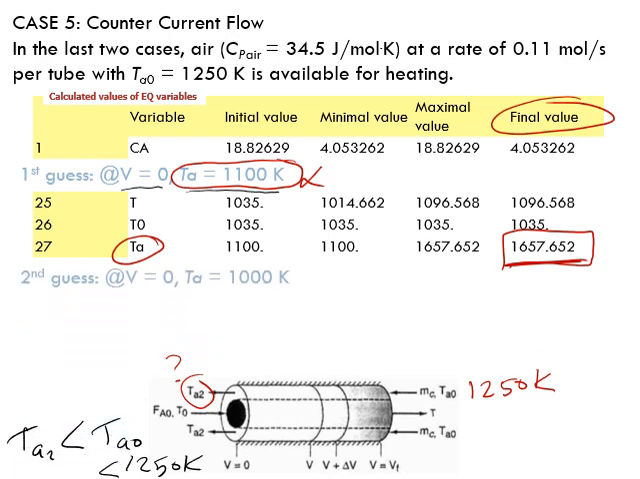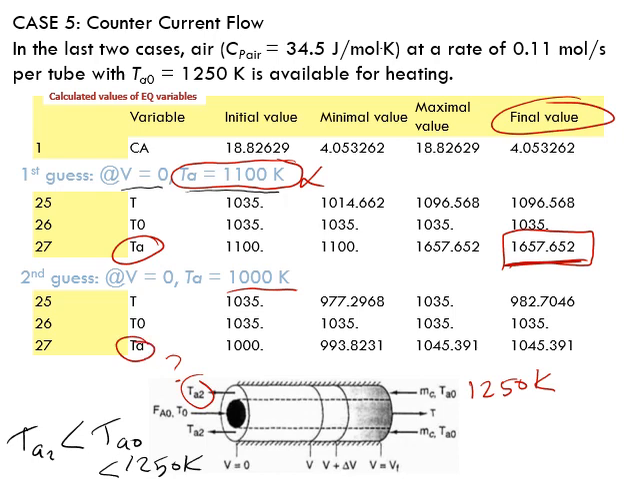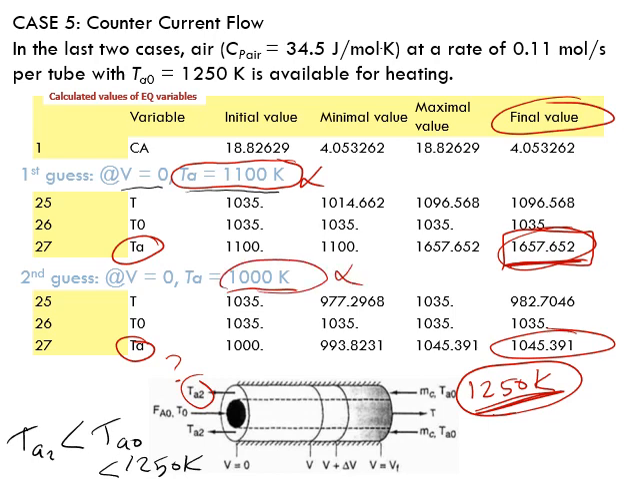So let's guess that T_A is 1000 Kelvin. Let's look at T_A at the exit. It's 1045 Kelvin. That's too low. I'm expecting 1250. So my guess of 1100 Kelvin is too high because it's leading to a temperature higher than the actual temperature. And my guess of 1000 is too low because it's leading to a temperature lower than 1250 Kelvin, the actual temperature at the exit. So my guess should be somewhere in between.